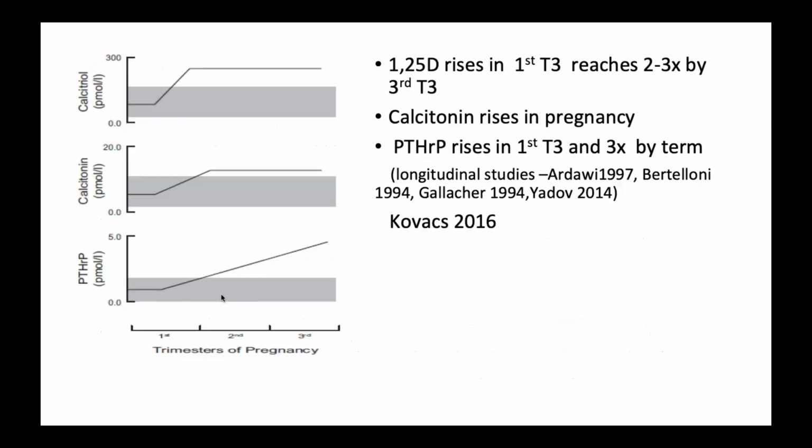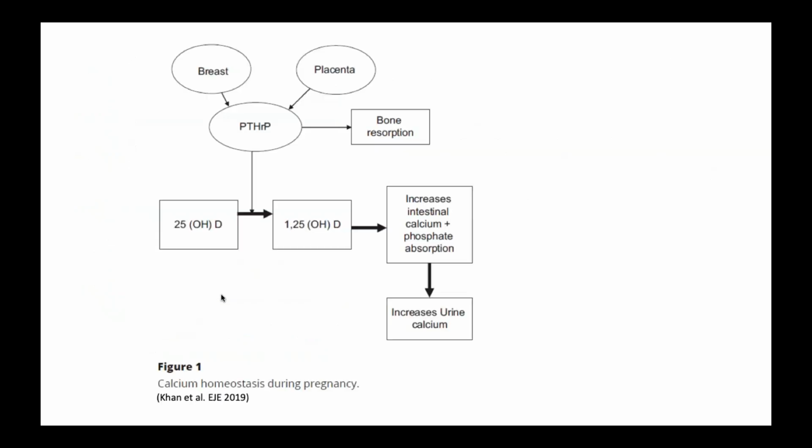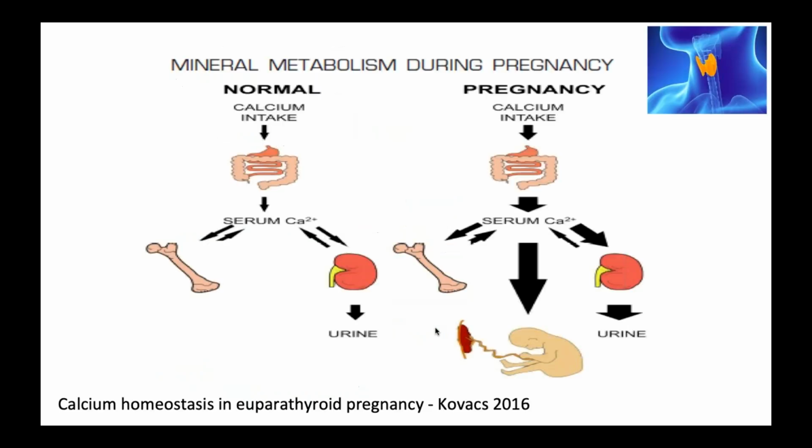So the rises in PTH-RP and calcitriol can result in a reduction in the requirements of calcium and calcitriol doses during pregnancy in patients with hypoparathyroidism. And so we summarize this in our paper. We recognize that the breast and the placenta will lead to an increase in PTH-RP, which will then increase bone resorption. It will also increase the formation of 125D, and the increases in 125D will increase intestinal calcium and phosphate absorption and increase urine calcium. And pregnancy is associated with increased risk of renal stones as well. So this is what happens with calcium homeostasis during pregnancy.